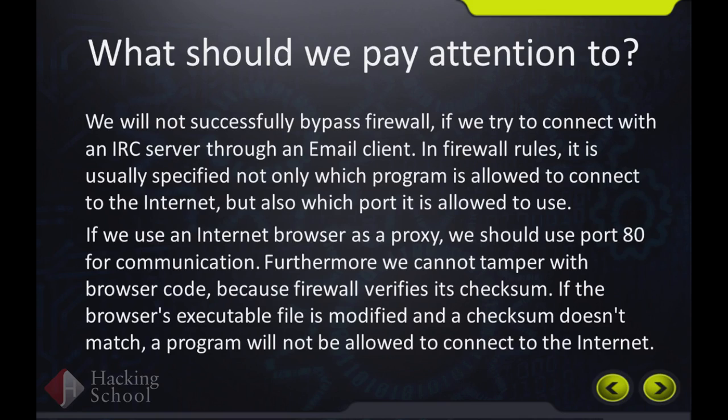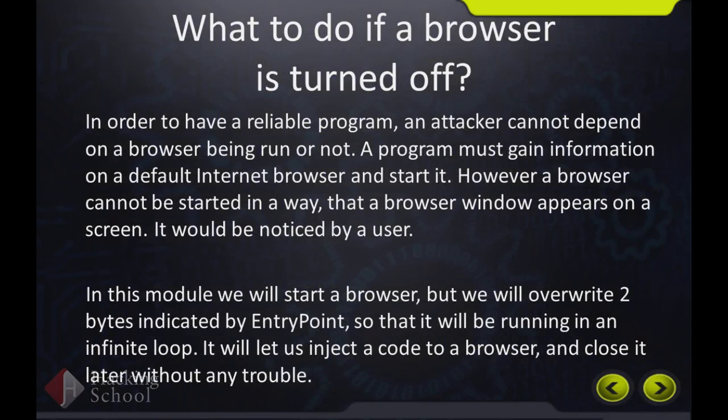However, what do we do if a web browser is closed? Users don't have to use it constantly. The attacker can't count on the browser to be constantly active. However, there is a possibility of starting the browser without opening the window in order not to raise suspicions of the user. If we entered the mind of a potential aggressor, we would first have to find the default browser, start it, and in the program entry point, overwrite the code with 2 bytes, usually called JMP EIP. This instruction is responsible for jumping to the same place, so it would cause the program to enter an endless loop. Then we could safely inject the code and close the browser.